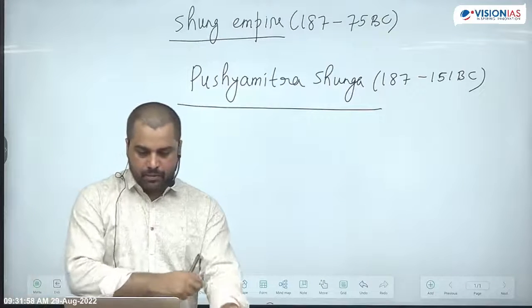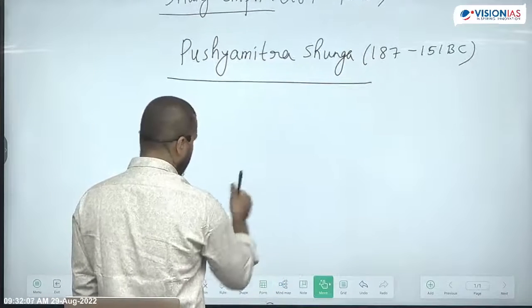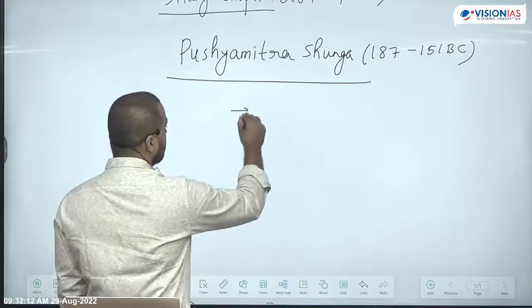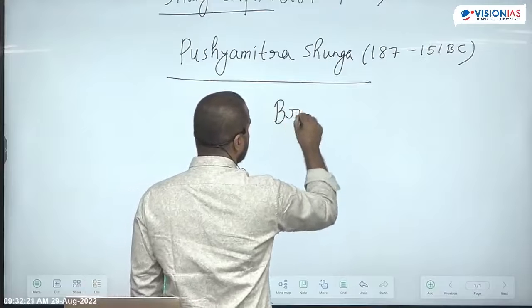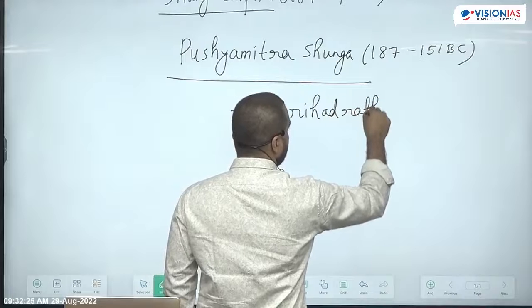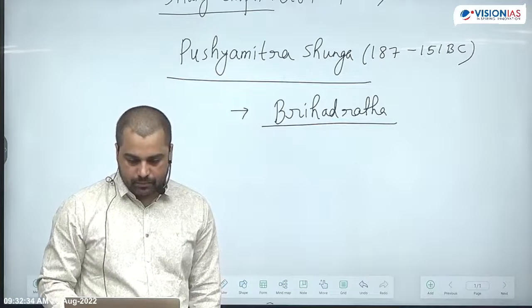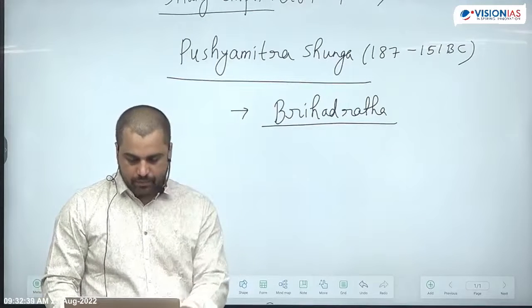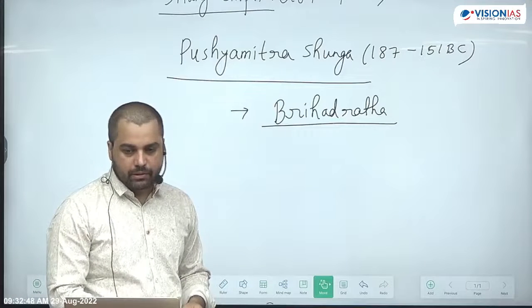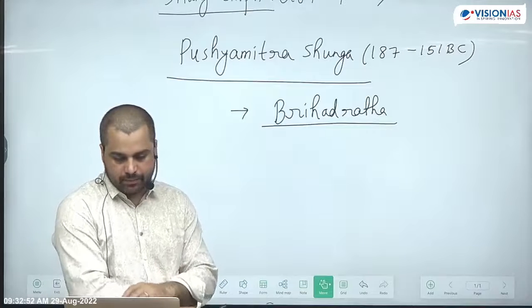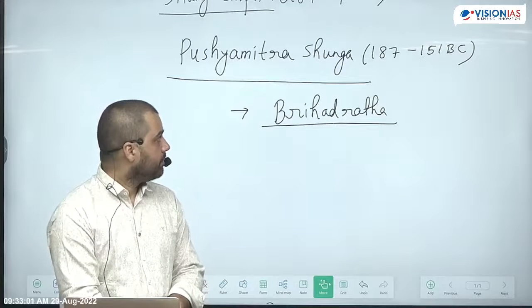Write down a few things here. Pushyamitra Shunga was the Brahman army chief of Brihadrath, the last Mauryan king. Pushyamitra killed Brihadrath and established himself on the throne.